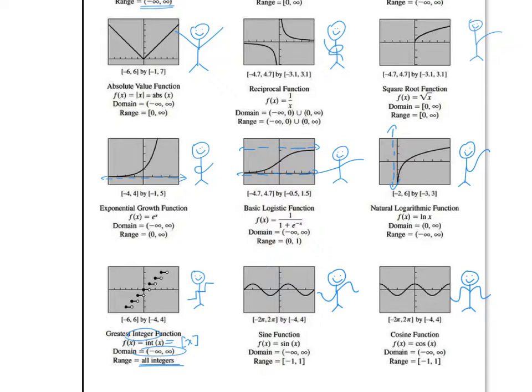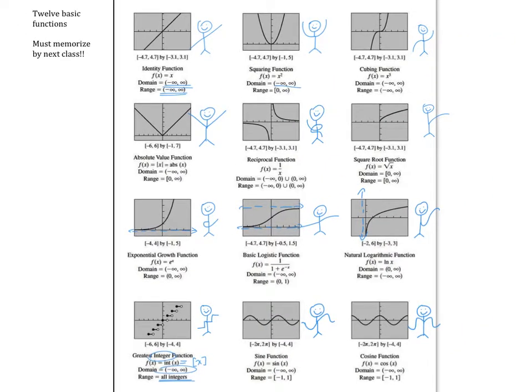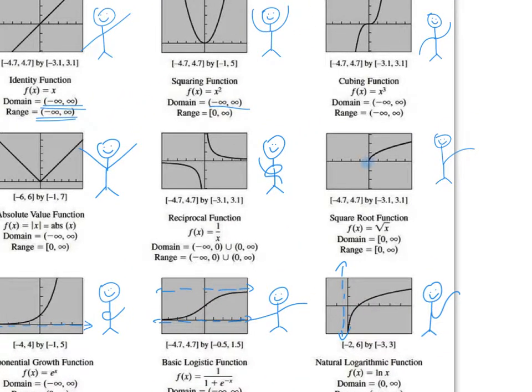Okay, so which ones have an absolute minimum? Okay, absolute value, square root. You have your sine and cosine, and square root. Square root has an absolute minimum, right there. Okay, let's try another one.